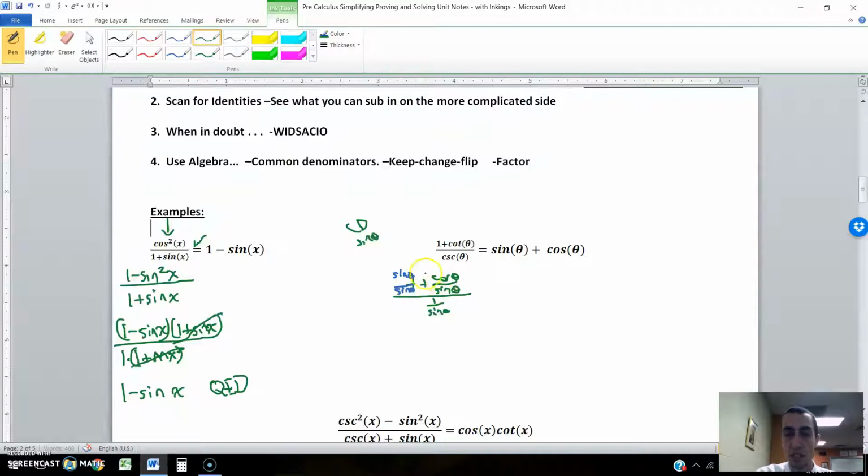Add these two fractions together. So that's my big fraction bar here. Add these fractions together and you use your common denominator when you're adding fractions, and then we add our numerators. Sine of theta plus cosine of theta. And then the bottom of the fraction is 1 over sine of theta.